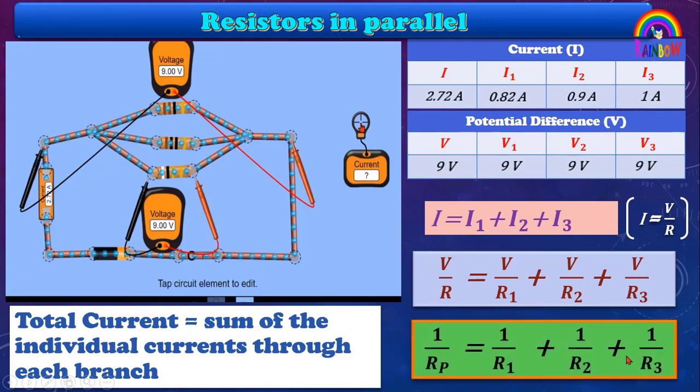By this relation, we can conclude that when several resistors are joined in parallel, the reciprocal of the equivalent resistance is equal to the sum of the reciprocals of the individual resistances. That is, 1 by Rp is equal to 1 by R1 plus 1 by R2 plus 1 by R3. And you will find that in a parallel combination, the equivalent resistance Rp is less than any individual resistance.